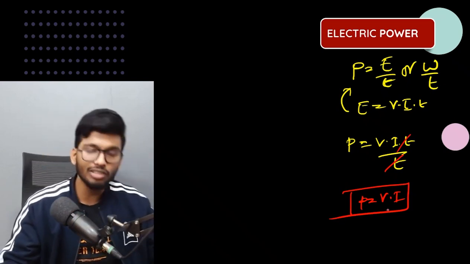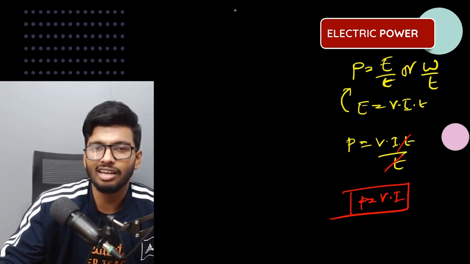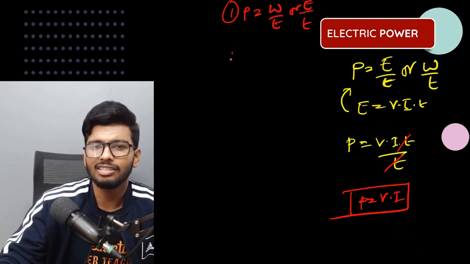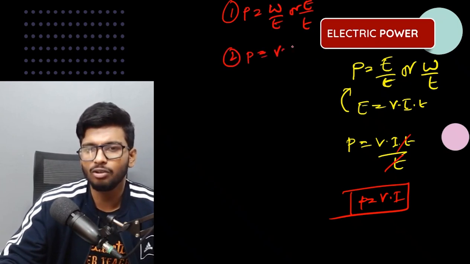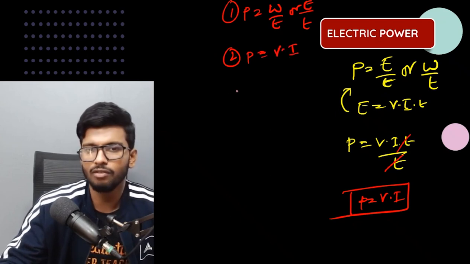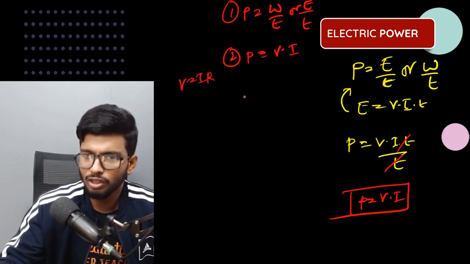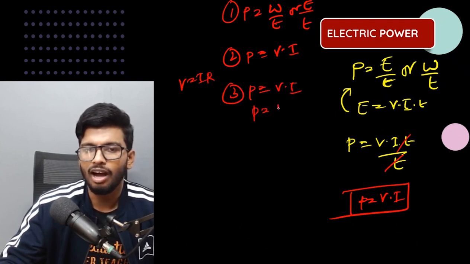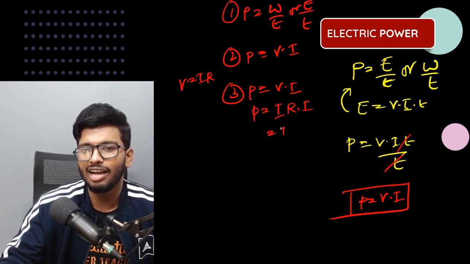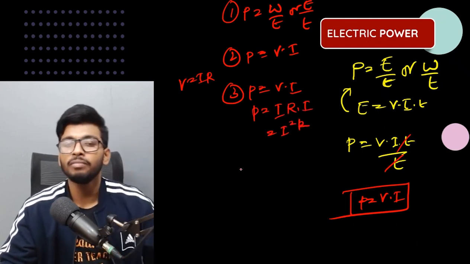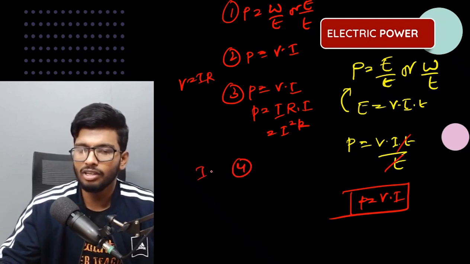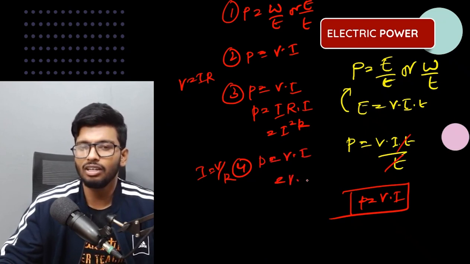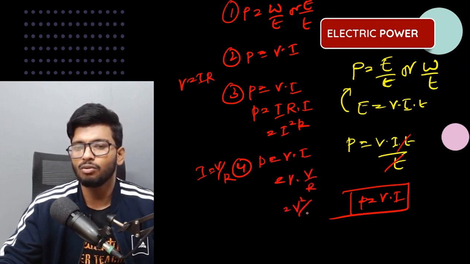Now again, to this equation you can substitute Ohm's law once again. Take the first equation as power is work done by time or energy by time, and the second equation is power is equal to V into I, that is voltage into current. To this equation, we know that V is equal to I into R. So if you substitute that in the second equation, P is equal to I into R into I, you'll get I square R. So this is the third formula for power. And for the next formula, we know that I is equal to V by R. Substitute that over here, P is equal to V into I, which is V into V by R, which is nothing but V square by R.